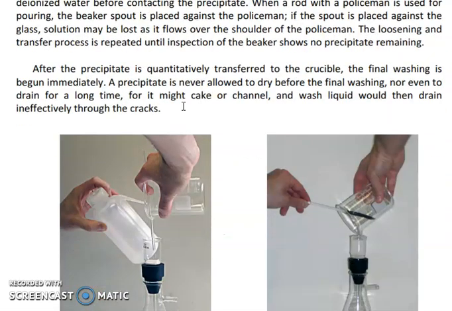Now friends, after the precipitate is quantitatively transferred to the crucible, the final washing is begun immediately. A precipitate is never allowed to dry before the final washing, nor even to drain for a long time, for it might cake and channel, and wash liquid would then drain ineffectively through the cracks.